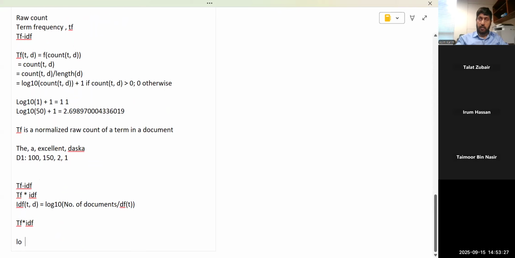The formula I wrote above was log 10 of count of T in D plus 1, multiplied by log 10 of number of docs divided by DF of T. So this is the full formula. So we'll discuss this I think in the next class.